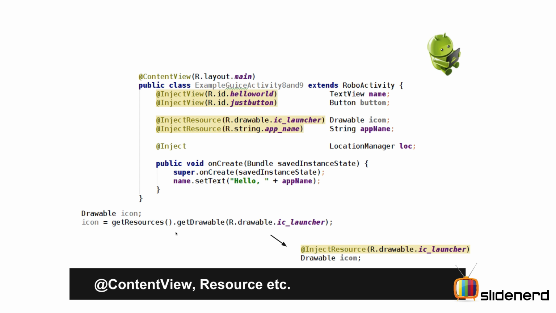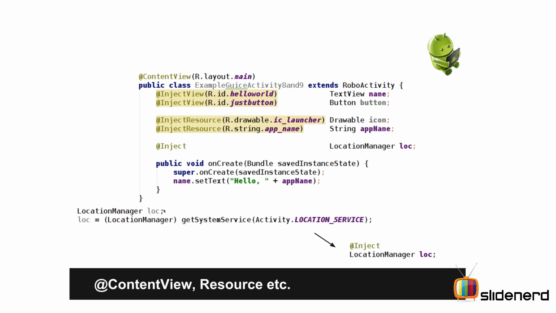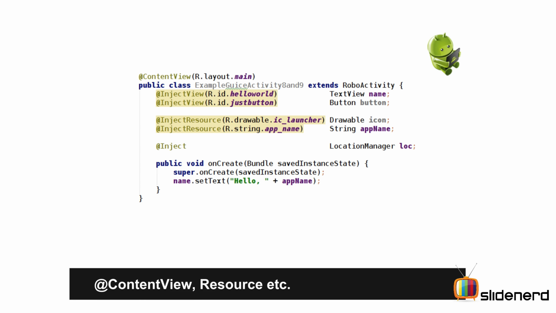This was the most annoying part for me, where you said get resources or get drawable blah blah blah. You just wrote drawable.ic_launcher. Look how simple that is. Take a look at the location manager. Typecast it, call getSystemService. Instead of that, just write @Inject. And that's pretty good, isn't it?